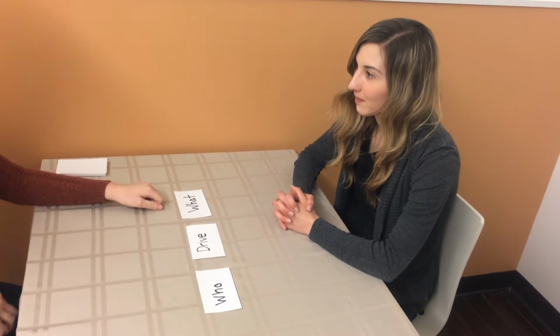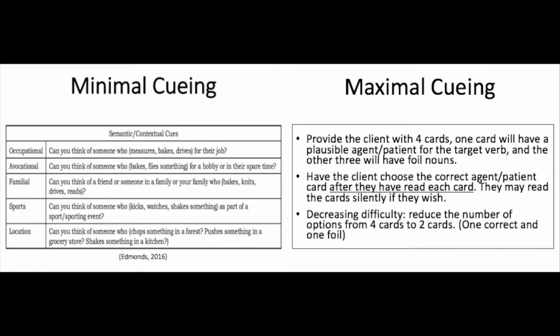A chauffeur? Good job. If the patient is unable to independently produce a response, you may first provide them with a minimal semantic cue. And then if they are still unable to produce a response, you should provide them with a maximal cue that can be modified to increase or decrease the level of difficulty. Semantic cues may be occupational, avocational, familial, sports, or location related. If you need to help the patient read for the maximal cue options, read the options for them. Slowly fade out the reading assistance as the patient improves.